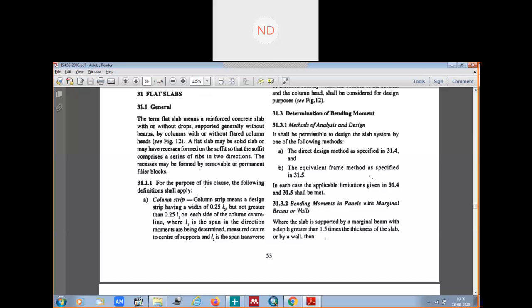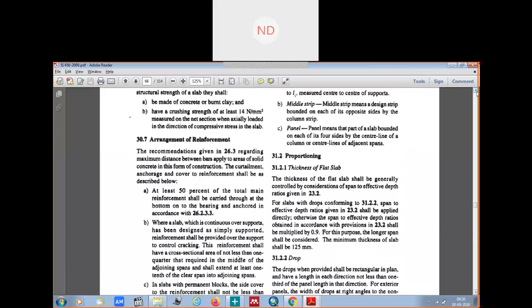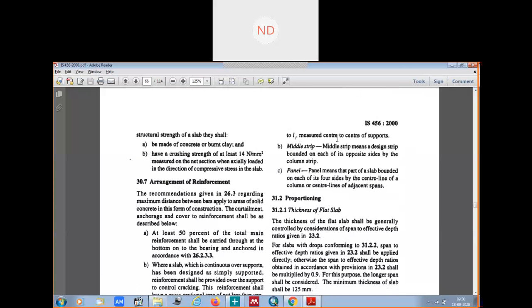What is your column strip? It is mentioned here that column strip means a design strip having a width of 0.25 L2 but not greater than 0.25 L1 on each side of the column center line, where L1 is the span in the direction moments are being determined, measured center to center of supports, and L2 is the span transverse to L1, measured center to center of the supports.